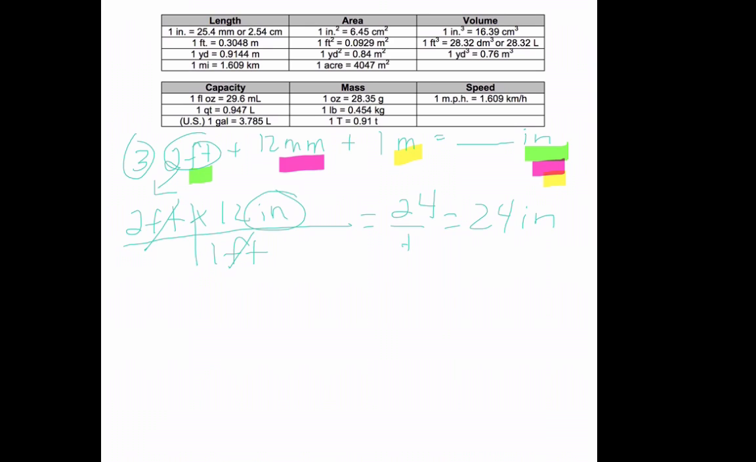The second one, 12 millimeters. 12 millimeters in the upper left-hand corner of our T-chart. Now we need to look for our conversion factor. Length for millimeters and inches. In 1 inch, we have 25.4 millimeters. Millimeters going on the bottom. We have 25.4 millimeters per 1 inch.